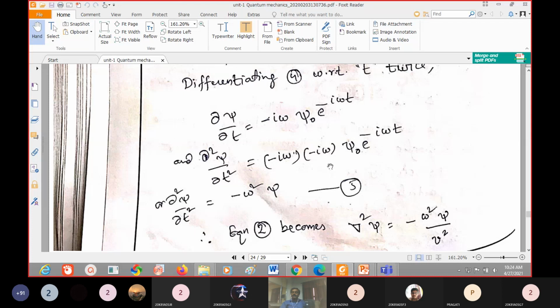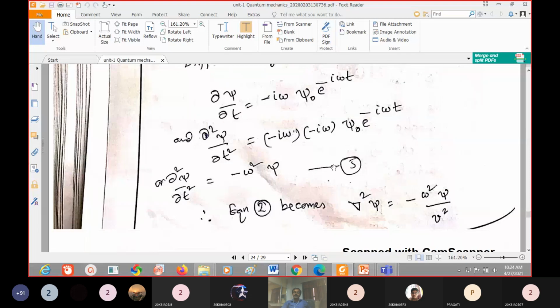So here minus into minus is plus. I into i square, i square is the imaginary value here, so i square value is equal to minus 1. Instead of i square, I wrote here minus 1. Omega into omega, omega square. Instead of the term psi naught into e power i omega t, I wrote here psi from equation 4. So this is equation number 5.